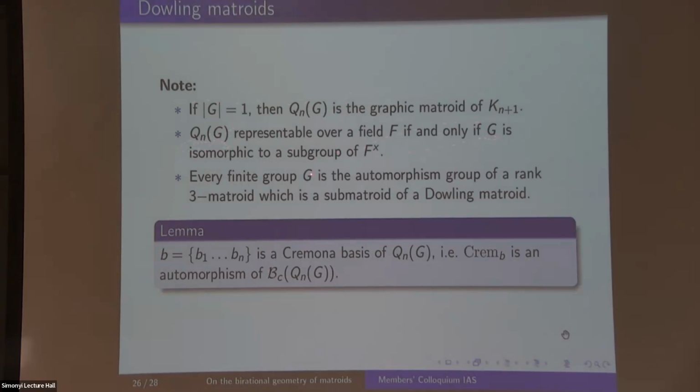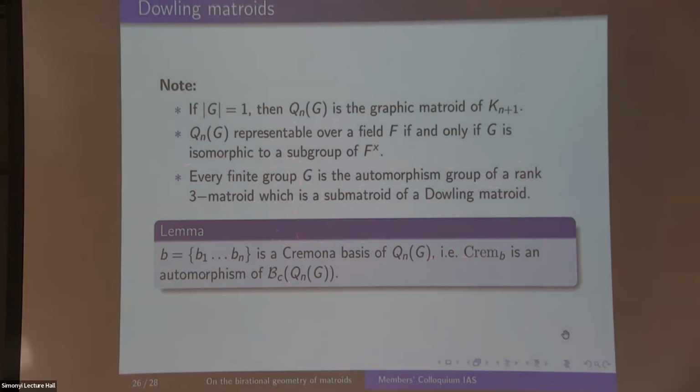It is only representable over a field F if the group G is isomorphic to a subgroup of F star. So as soon as the group is not cyclic, you will have no representability whatsoever. And these things can be very complicated. Every finite group you can think of, and there are not so few of them, is the automorphism group of a rank 3 matroid, which is in some Dowling matroid. Even rank 3 is enough. So all finite groups turn up as groups of automorphisms of submatroids of Dowling matroids. So these things form a huge class, so to speak.